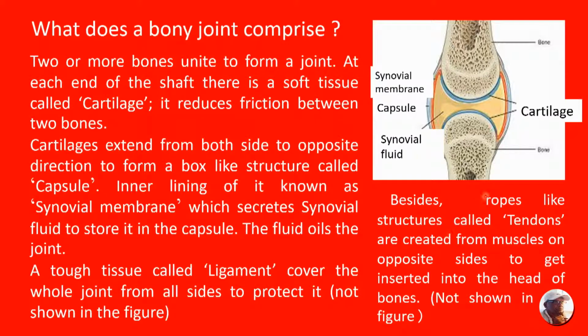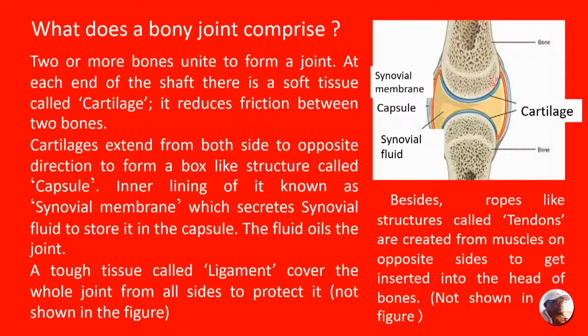Now, understand the picture. See these things. This blue line on the head of both bones, these are cartilages. These are very soft tissues. When we eat flesh of birds, at the head of small bones there are soft tissues. We generally just chew it. That is actually cartilage.